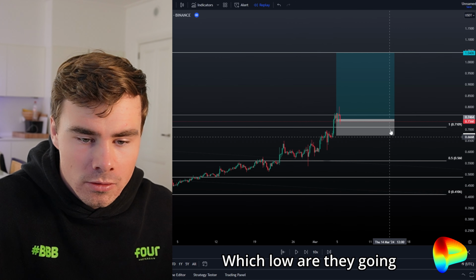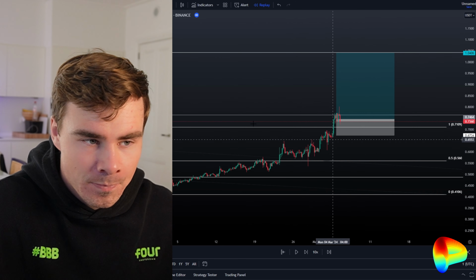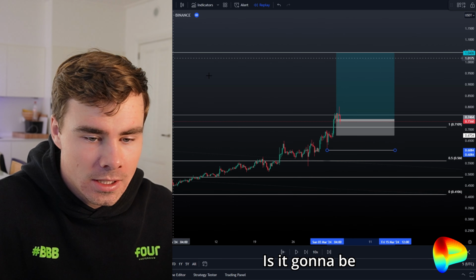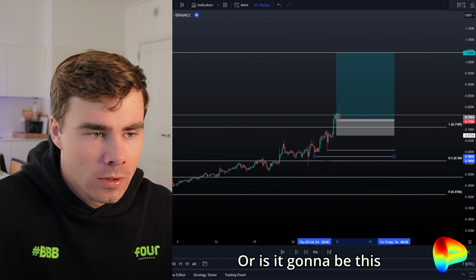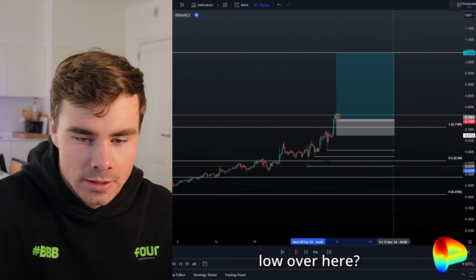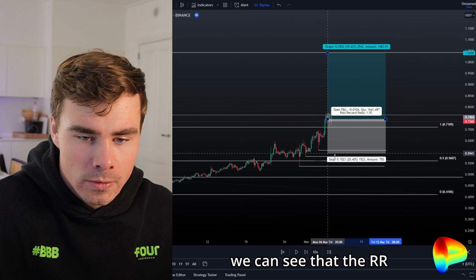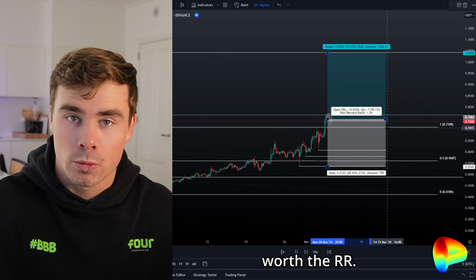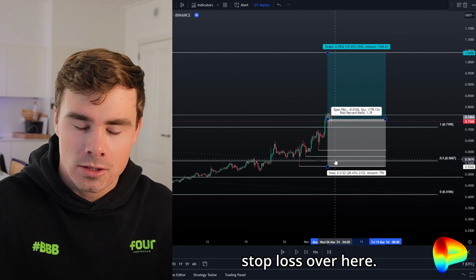Which low are they going to use to cover their stop? Is it going to be this low over here? Is it going to be this low over here? Or is it going to be this low over here? Now, if we use the lowest low, we can see that the RR decreases towards 1.39. So it's not worth the RR. So they won't put their stop loss over here.